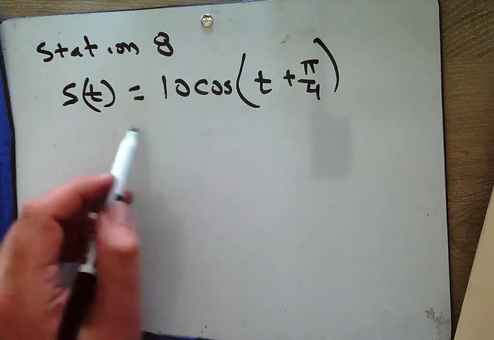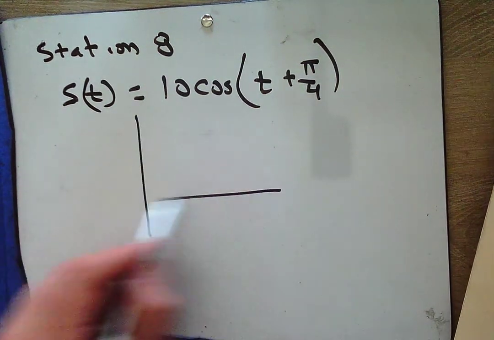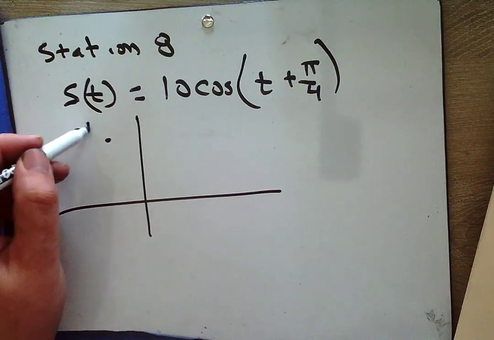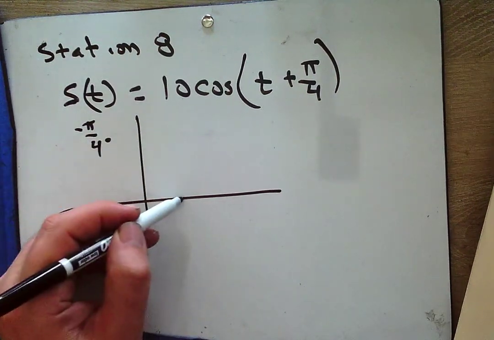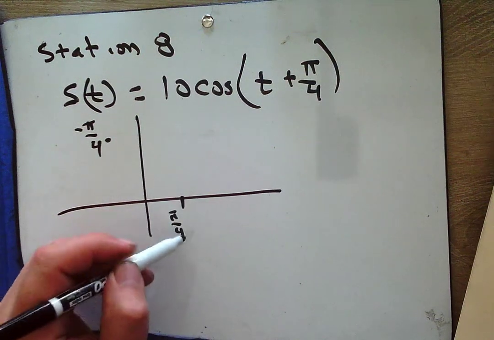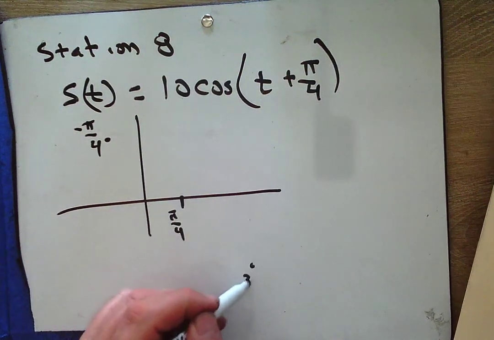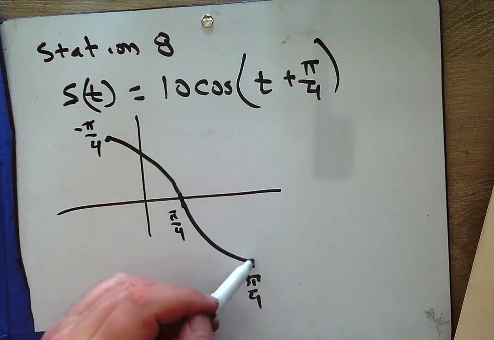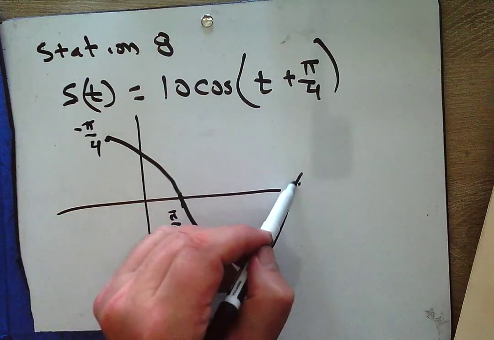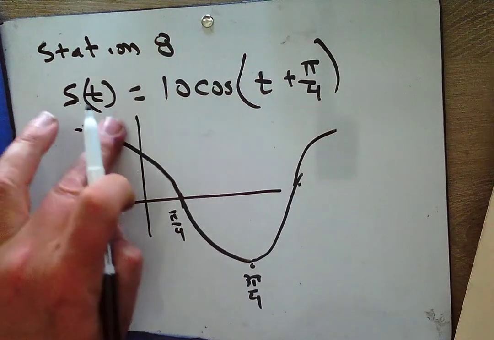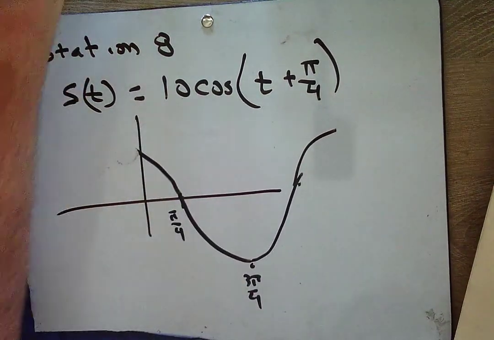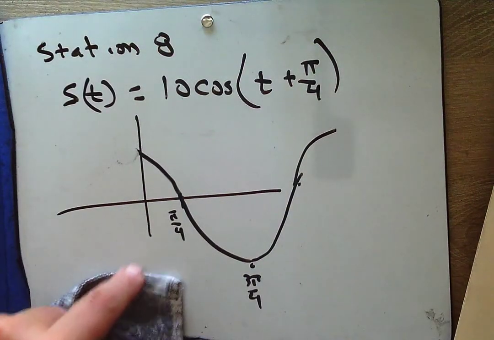Okay, so, if I were thinking about graphing this, my graph would start high at negative pi over 4, and then at pi over 4 would be at 0, and at 3 pi over 4 would be at negative 10. And so we're talking about something that looks like this, except we're starting at 0. So just a frame of reference. This is my function.